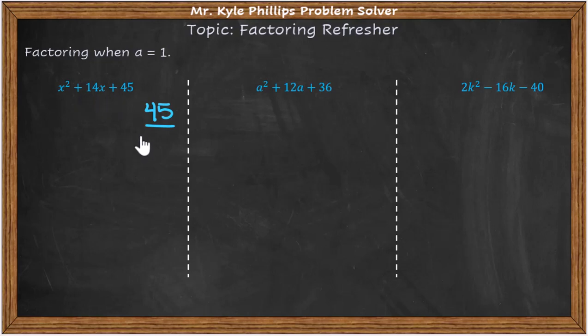So let's think about the factors of 45. There's 1 and 45. Can I combine these two in any way to get positive 14? You cannot. All right, let's go to the next. Will 2 go into that? No. Will 3 go into that?